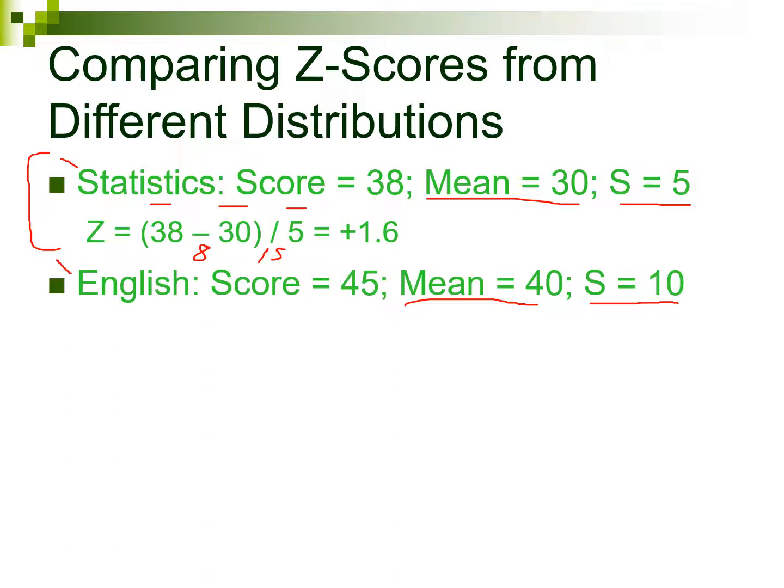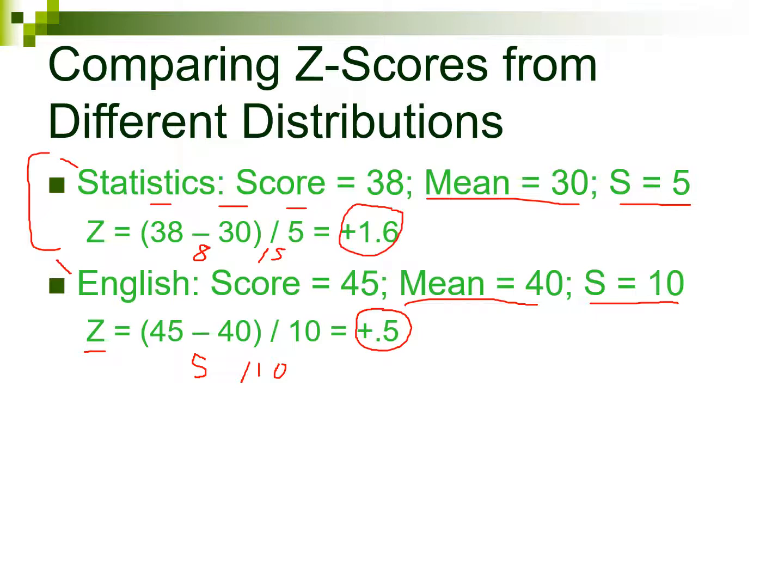Now let's do the same for the English score. The z-score for the English exam is going to be 45 minus 40 divided by 10. Remember order of operations, 45 minus 40 gives us 5. 5 divided by 10 is going to give us 0.5. So now we have the z-scores for the English test and then for the statistics test. We can then compare these z-scores to see which of their grades is most impressive.